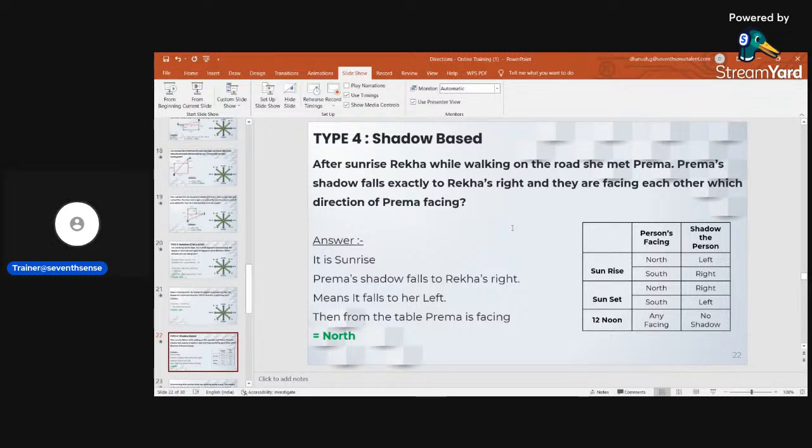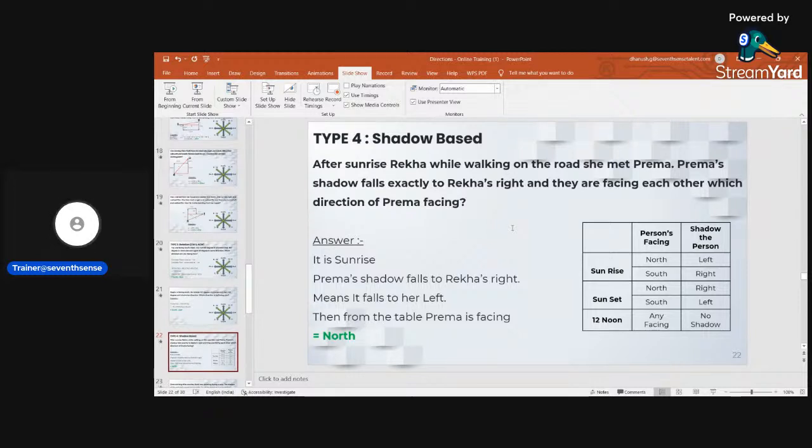So after sunrise, Rekha, while walking on the road, met Prema. So Prema is opposite to Rekha. Prema's shadow falls exactly to Rekha's right side. So during sunrise, Prema's shadow is falling towards Rekha's right. Rekha's right means that is south, right? And Rekha is just opposite of Prema. So for Prema, it is left side.